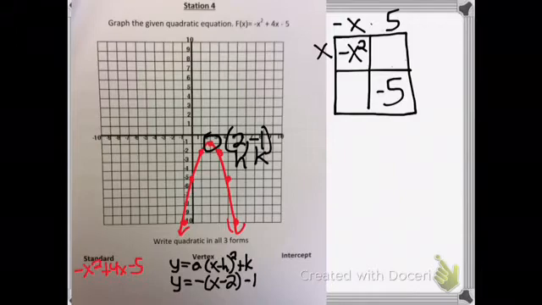Alright, in station 4, I graph my equation. f(x) equals -x squared plus 4x minus 5. That's already in standard form. Now I'm going to put it in vertex form. I'll locate my vertex. It's (2, -1) for h and k.